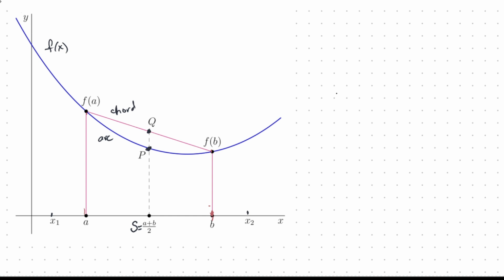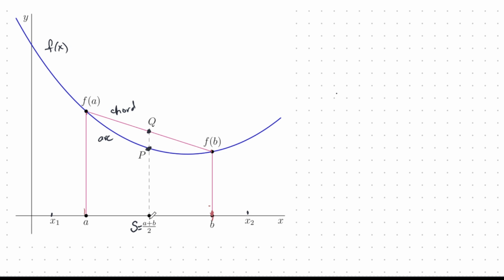Now, let's see about this. This is very interesting because here Q is above P. My function is strictly convex, so it's not a straight line, so Q is going to be strictly above P, at least in this case, because my arc is a big one and my chord is fairly long.